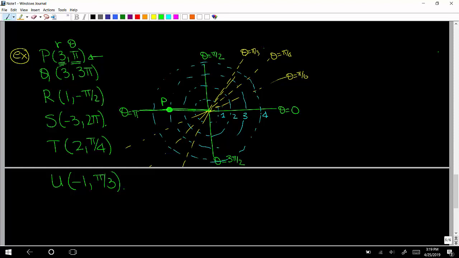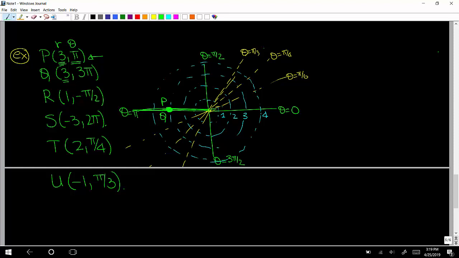Okay. Let's take a look at Q. Q is 3 and 3 pi. That means you're going to go all the way around once. That'll be 2 pi. Then you're going to go pi more. We're back on this line again. You're going to go 3 units on that line from the pole. We're back to here. Q.